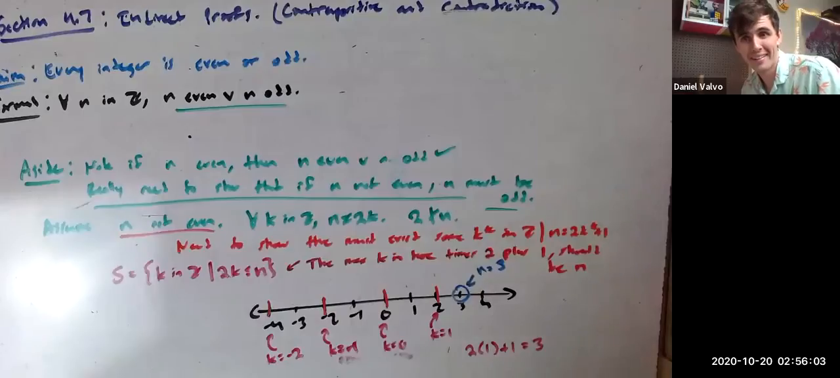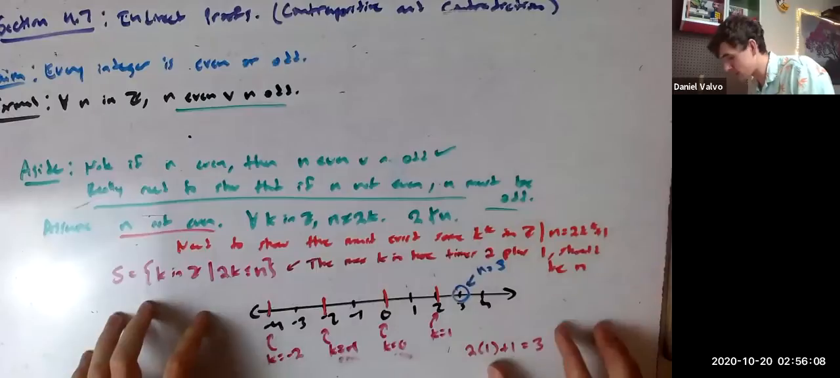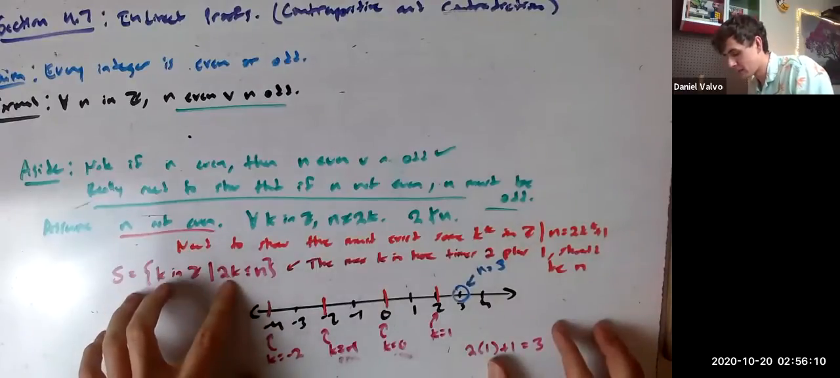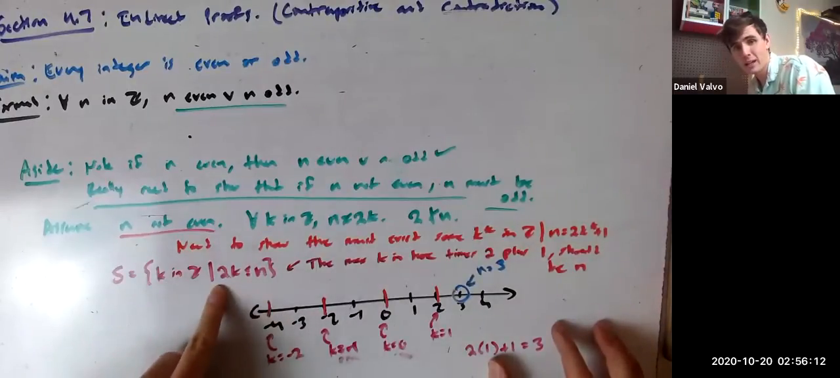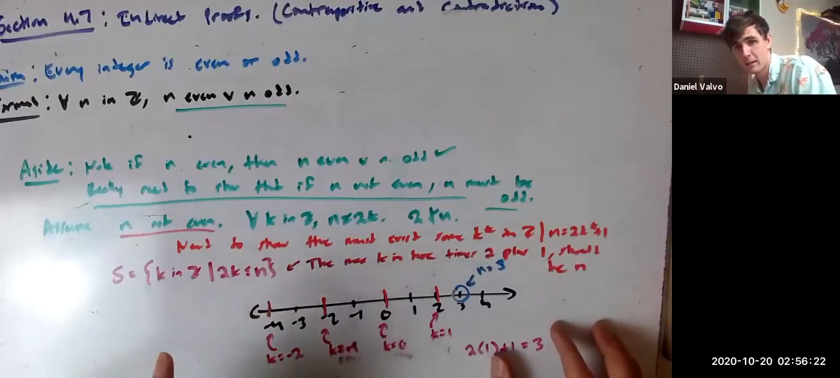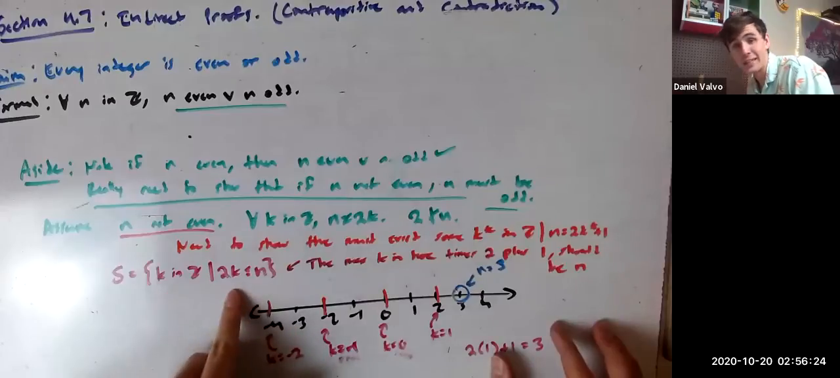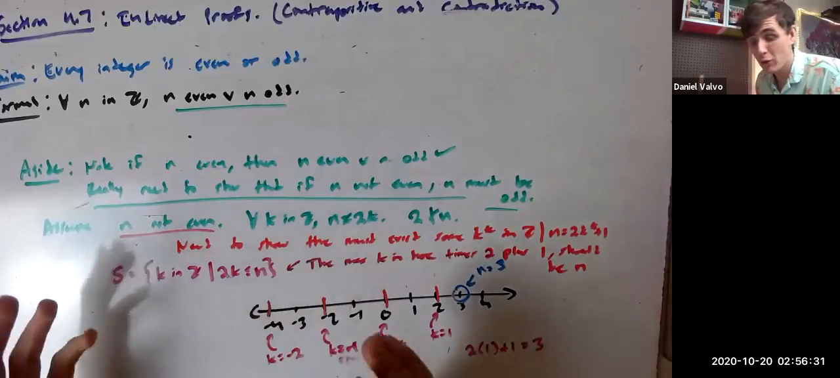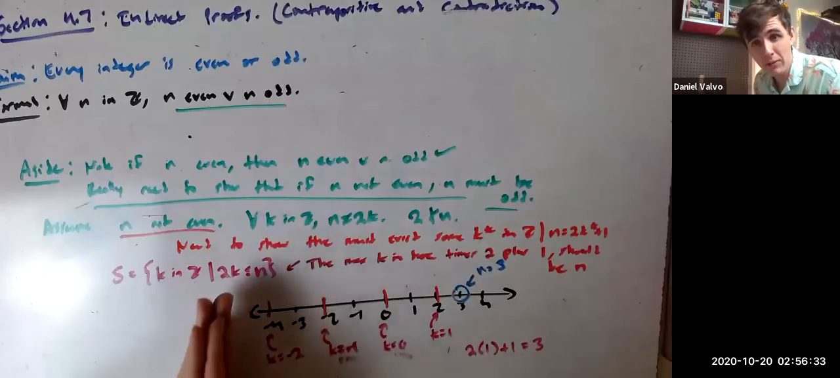How are you feeling? Is this making sense? All I'm saying is, let's try to find the biggest even number less than n. That's all this is. Or really, the k that leads to it. The biggest even number less than n. And what we want to show is that if you add 1 to the biggest even number less than n, you get n.